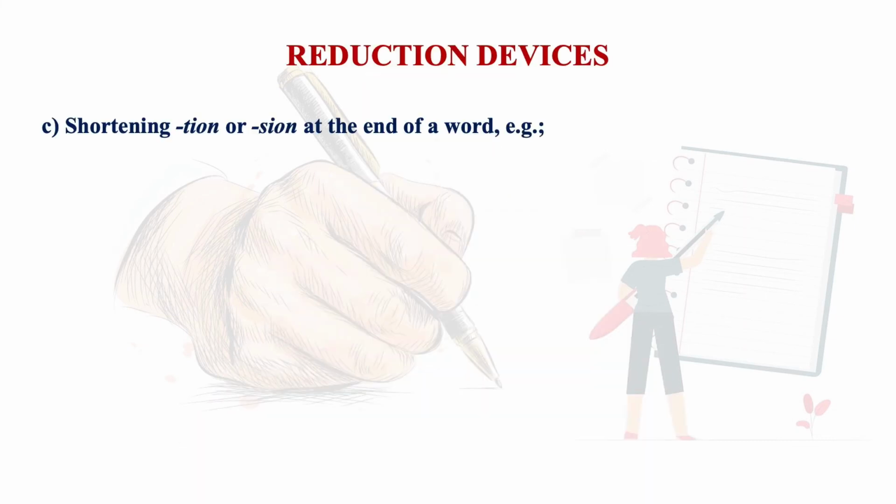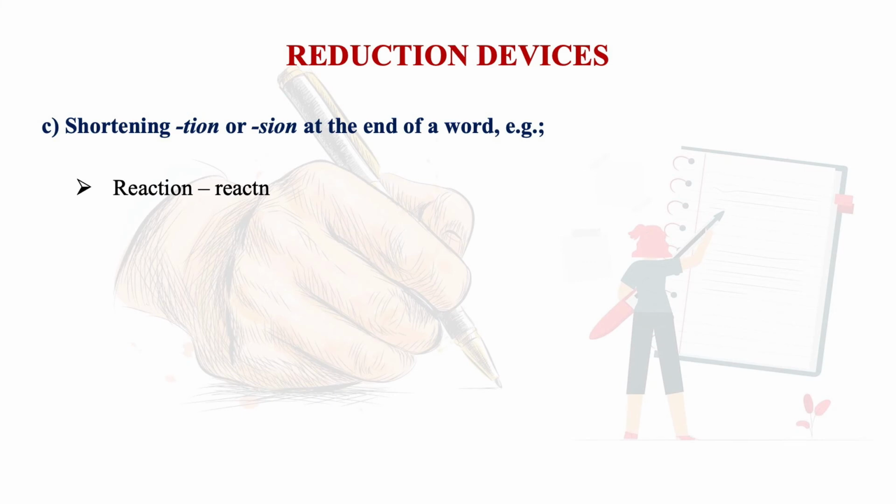There are short forms also which are used, for example, words ending with TION or words ending with SION at the end of the word. So instead of writing the full word, you can simply use the last letter. Suppose reaction: instead of writing ION, simply write N. Conclusion: write CONCLU and then simply write N. So instead of writing TION, write N. Instead of writing SION, you can write N. So these are the shortening forms which are used for making notes.